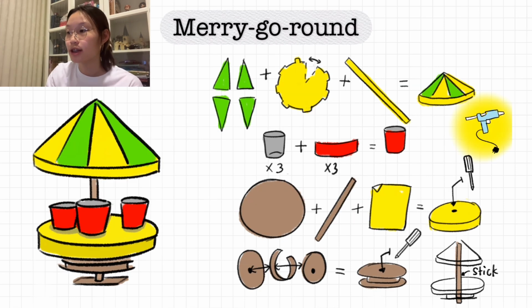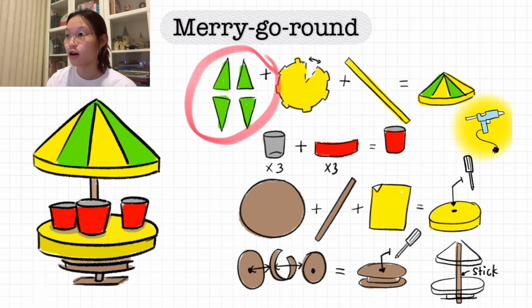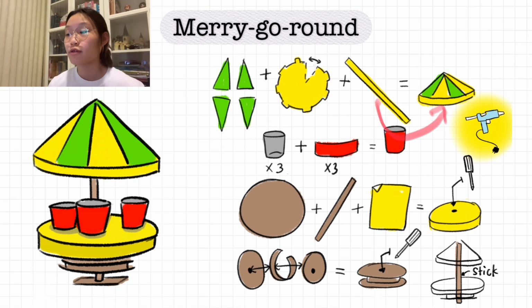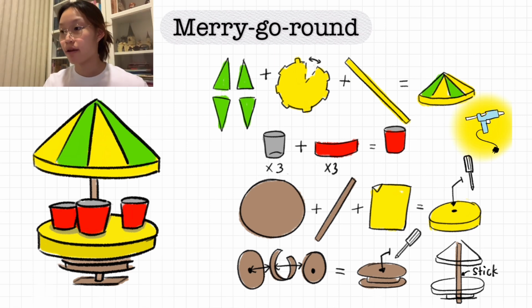Our second model is the merry-go-round. The first thing we did is make the roof. We cut a yellow paper into a shape similar to Pac-Man, decorating it with small green rectangular paper and gluing a long yellow bar at the bottom. Next, we made 3 red teacups simply by gluing red sticker paper onto small plastic cups. Then, we made the base of the merry-go-round by cutting a cardboard sheet into 1 big circle and 1 rectangular bar.